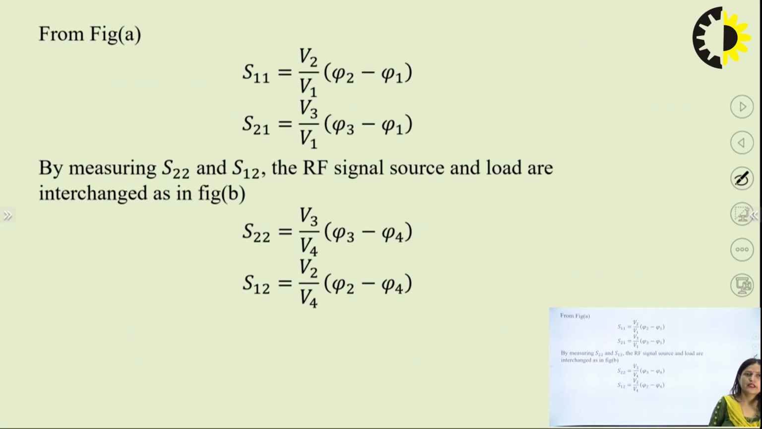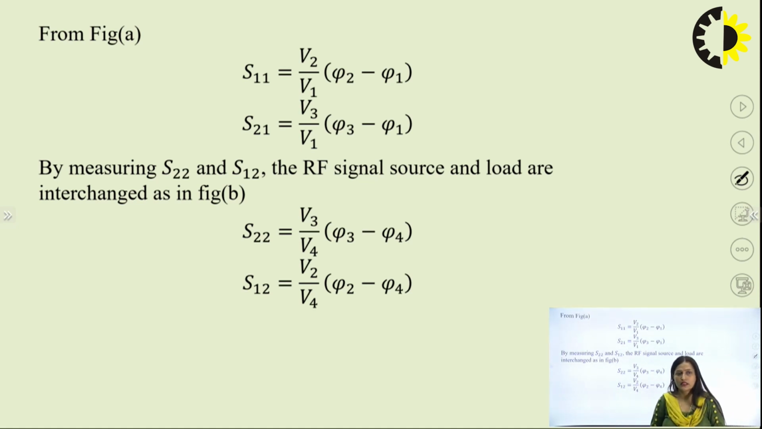So after getting the phase and amplitude from the directional coupler as well as from the network analyzer, your S11 will be calculated as V2 upon V1, phi 2 minus phi 1, right? This is when, in the first figure, the RF input is at this side and the load is at this side. S21 is V3 upon V1, phi 3 minus phi 1, right? To measure S22 and S12, the RF signal and load are interchanged. Okay, now the load is placed here and the RF signal is placed here. So we can calculate S22. S22 is V3 upon V4, phi 3 minus phi 4. S12 is equal to V2 upon V4, phi 2 minus phi 4.